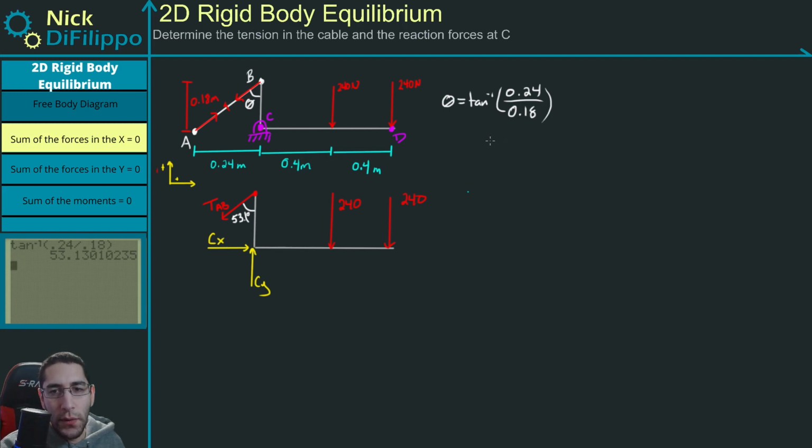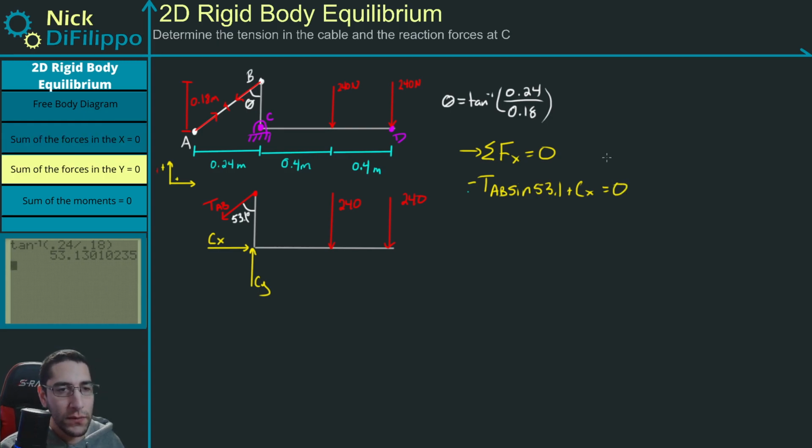All right, so we have our free body diagram. The next thing we want to do is sum forces in the X direction, and this is equal to 0. So first, let's take this TAB force. When we decompose this into X and Y components, the X component is in the minus X direction. So we're going to have minus TAB times, well, we are opposite the angle, so we use sine. The sine of 53.1. Then we have this CX, so plus CX. No other forces in the X direction, so that is equal to 0.